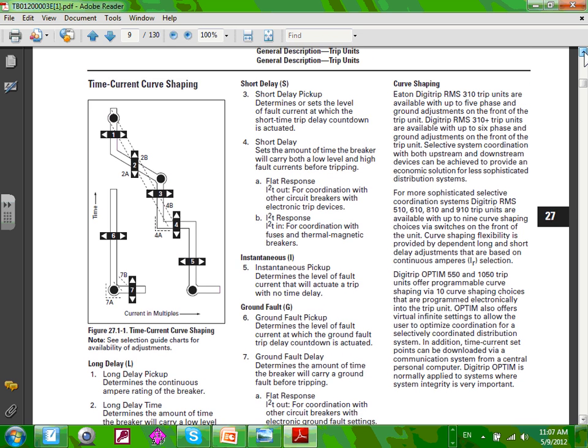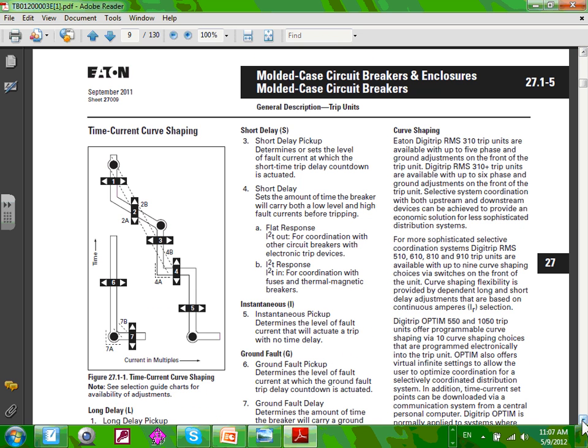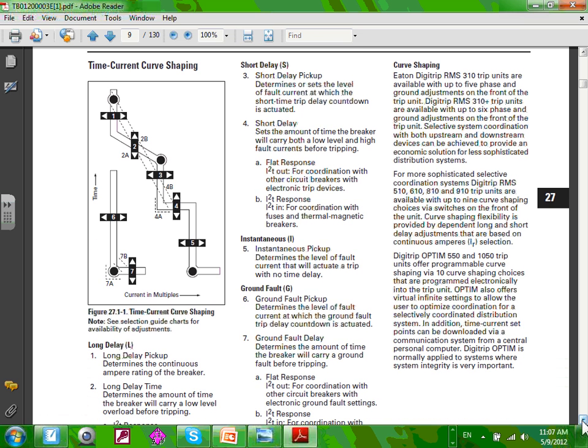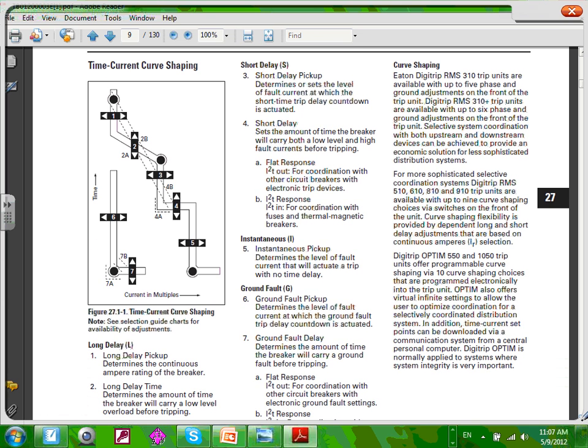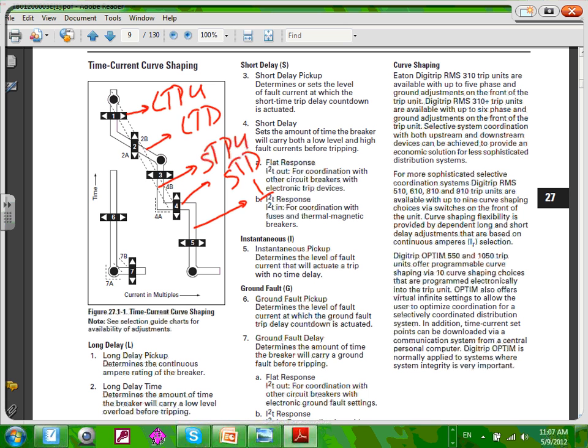Please go to, which page is this, Chris? It's 27.15. For those of you who are doubting Thomas, and were saying, Chad, where the heck did you get the pickup, delay, and all this good stuff? Please go there and write the following. Right next to this one, long time pickup. This piece here, long time delay. This piece here is short time pickup. This piece here is short time delay. This piece here is instantaneous. And this piece here is ground fault pickup. This piece here is ground fault delay.